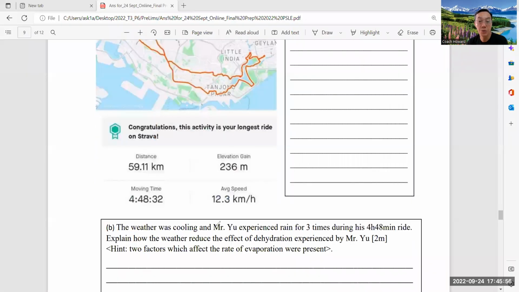Okay, the weather was cooling and Mr. Yu experienced rain for 3 times during his ride. Explain how the weather reduced the effect of dehydration experienced by Mr. Yu. So here there are 2 things you need to mention. Because there is a cool weather, right? So it will reduce the temperature.